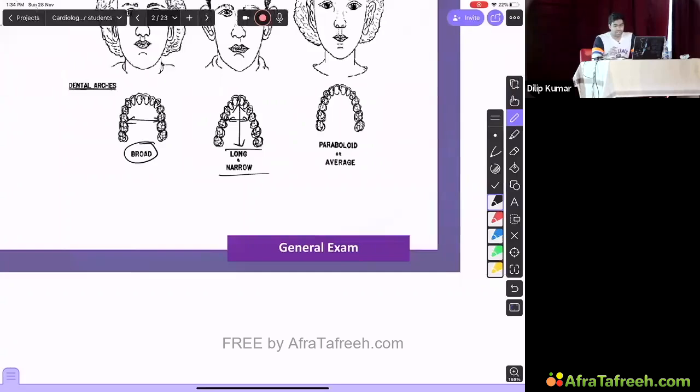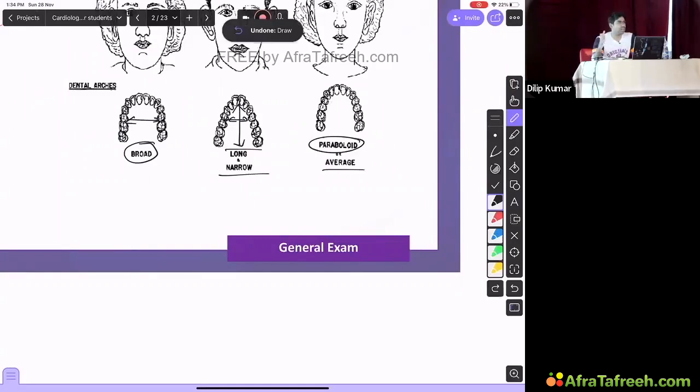And in mesocephaly, it is called average. That's considered to be normal, I said, no? So there will be a paraboloid. It will not be very wide, and it will not be very narrow. It will be average, called a paraboloid. So these are the different types of dental arches that you will encounter with the patient's cephalic index.